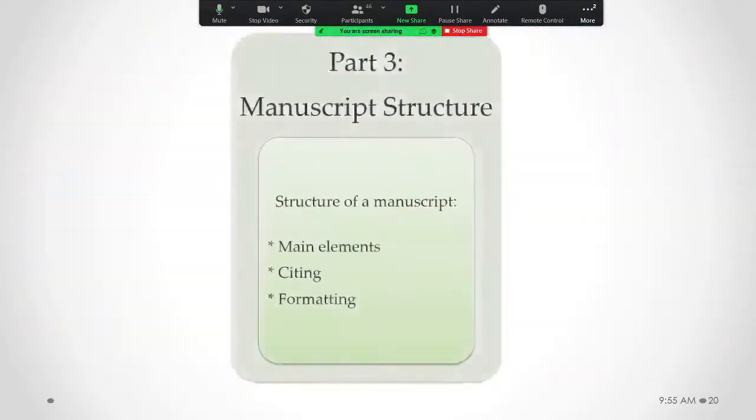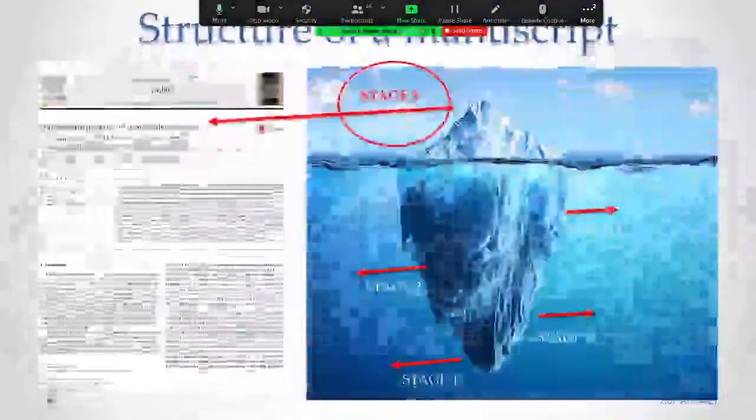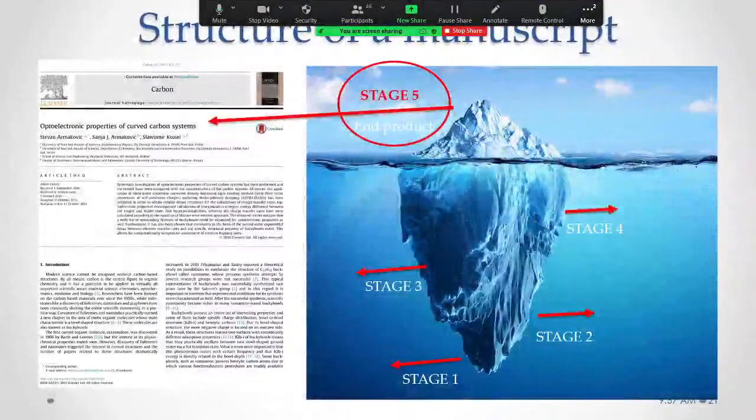Okay, so let's go to part 3. Sorry. So in part 3, we are going to discuss some of the main elements of manuscript structure. We will mention citing, and we will mention something regarding formatting. So let me go back again to this slide. This is the end product. We are now starting to investigate the end product.